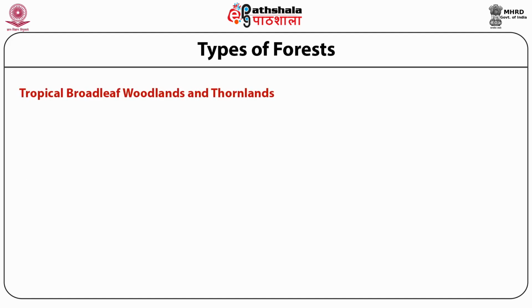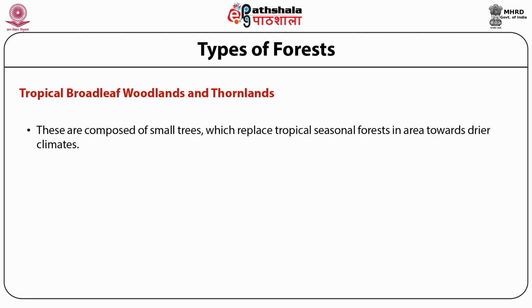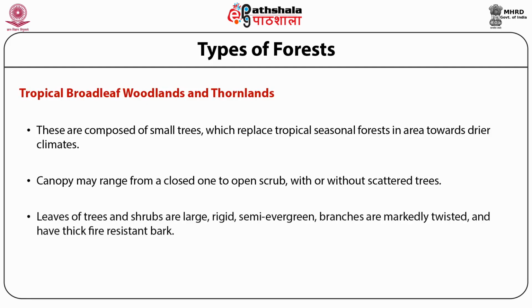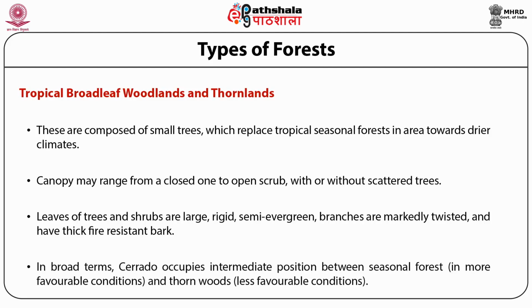Tropical broadleaf woodlands and thornlands. These are composed of small trees which replace tropical seasonal forests in areas toward drier climates. Canopy may range from a closed one to open scrub with or without scattered trees. Leaves of the trees and shrubs are large, rigid, semi-evergreen; branches are markedly twisted and have thick fire-resistant bark. In broad terms, cerrado occupies an intermediate position between seasonal forest and thornwood.